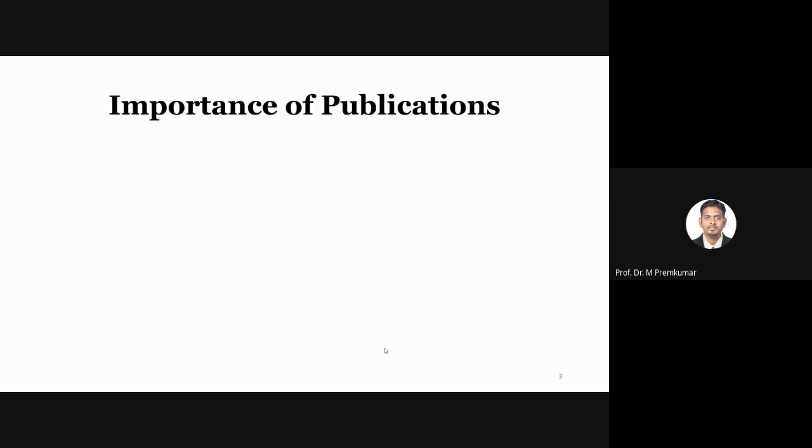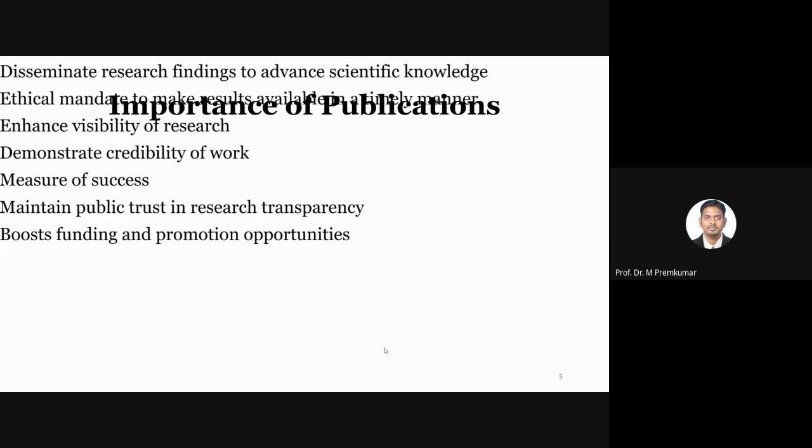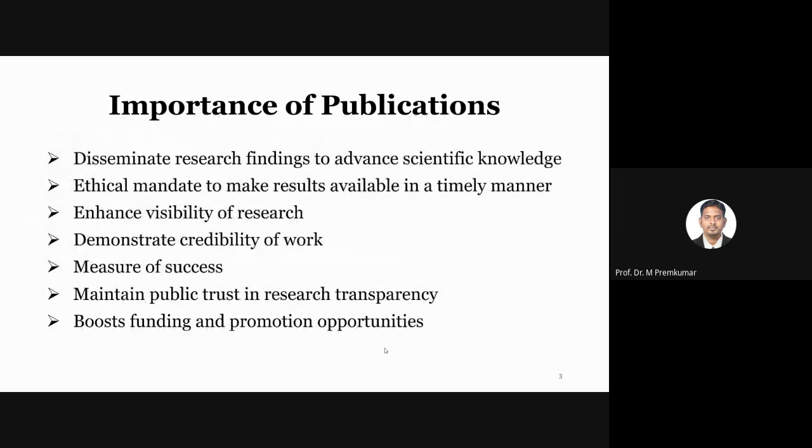So first I'll be moving on to the importance of publication. This is the first question that comes into the mind of all people, from new researchers to old researchers: why do I have to publish? It may be an academic mandate, or it may be a research mandate, but the primary objective of publication is this: you're doing some kind of research, so when you do research, how do you know that your research findings are correct? To disseminate your research findings, obviously publication is very, very important.